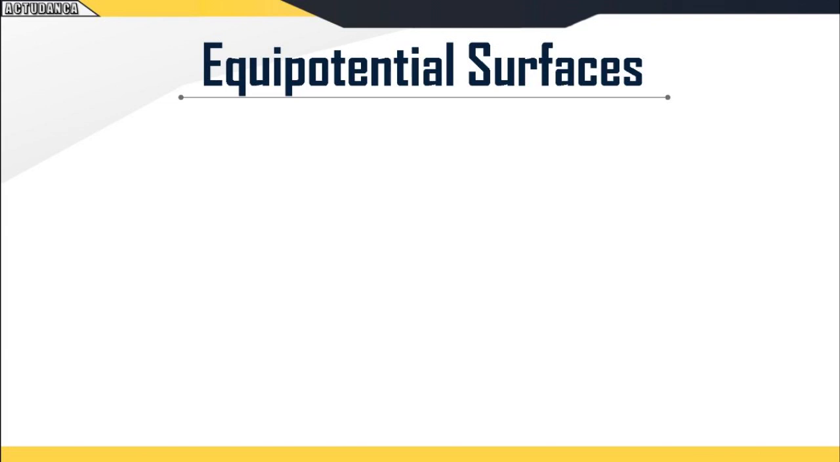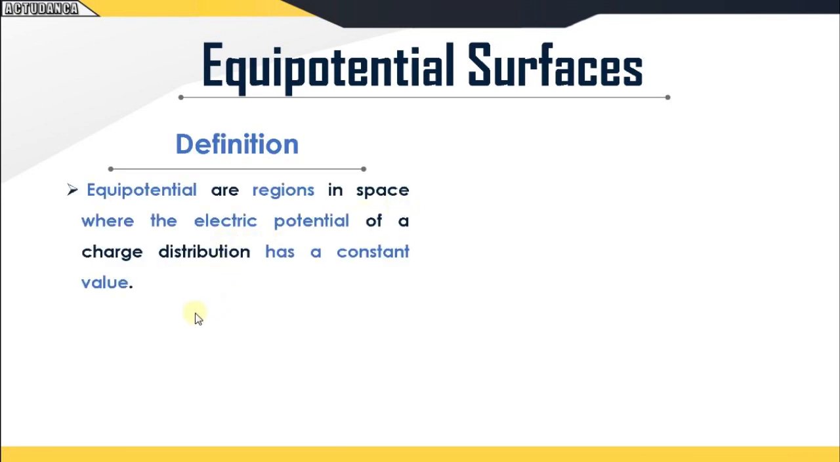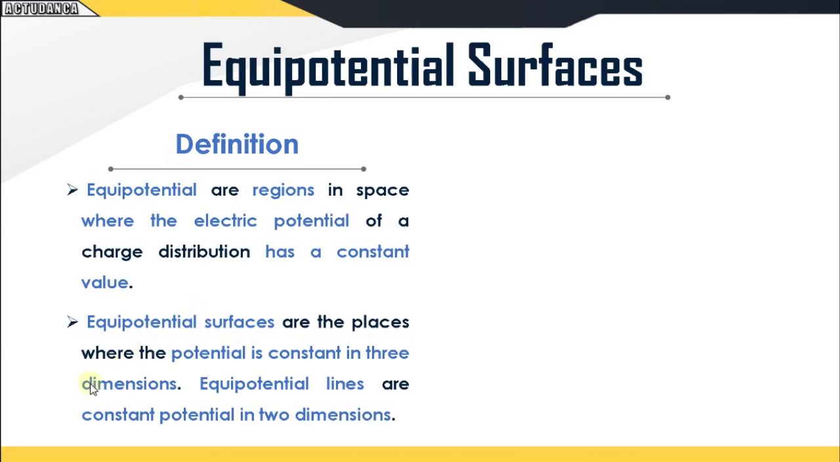We have here equipotential surfaces. By definition, equipotential surfaces are regions in space where the electric potential is constant value. So, constant value ang ating electric potential, and with those constant values, we can form equipotential regions. So, we have two equipotential regions in three-dimensional or in 3 dimensions. We call it equipotential surfaces. And if two-dimensional plane naman ang ating pinag-uusapan, we call it equipotential lines.